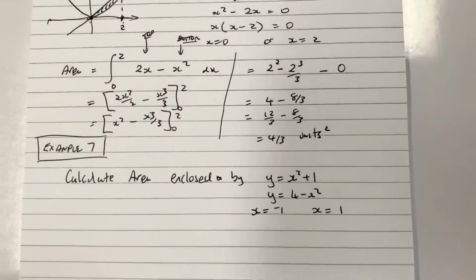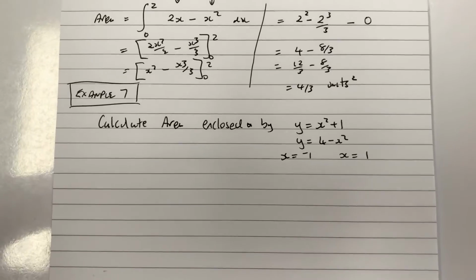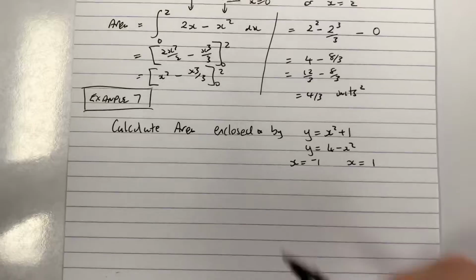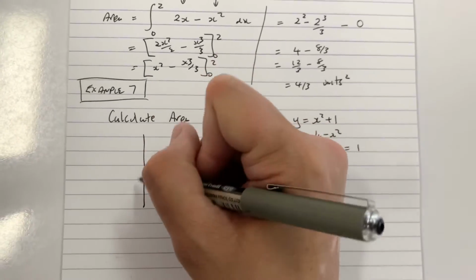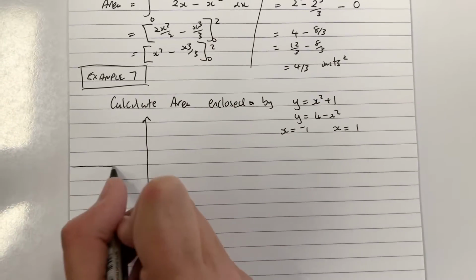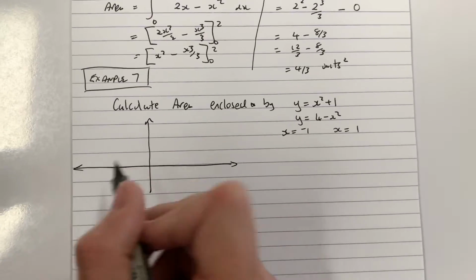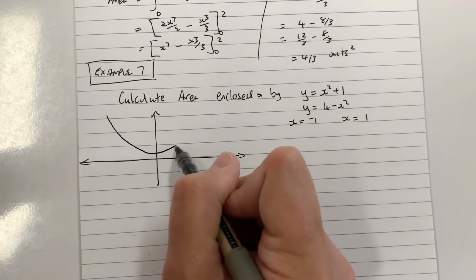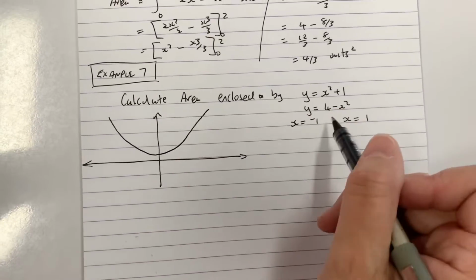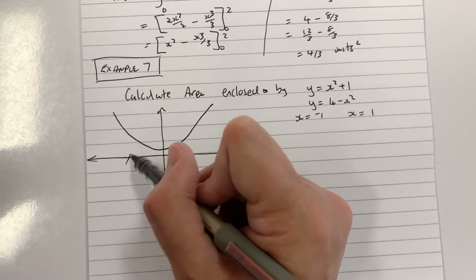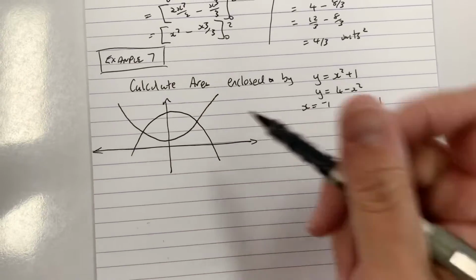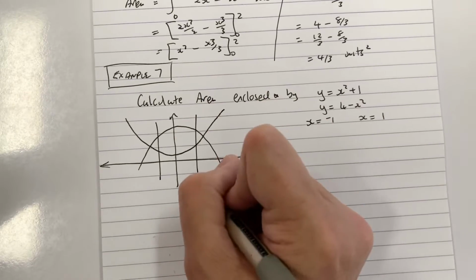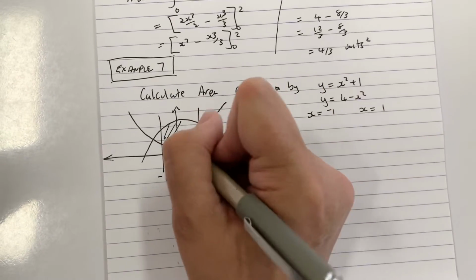Let's go on to something that's a little bit more complicated. Example 7. We've got two curves and two straight lines. So again, the first thing you want to do is graph it. If you've got your graphic calculator, you can do that. Y equals x squared plus 1 is going to look like that. Y equals 4 take x squared is going to look like that. And then we want from x equals negative 1 to x equals 1. So we want this area here.